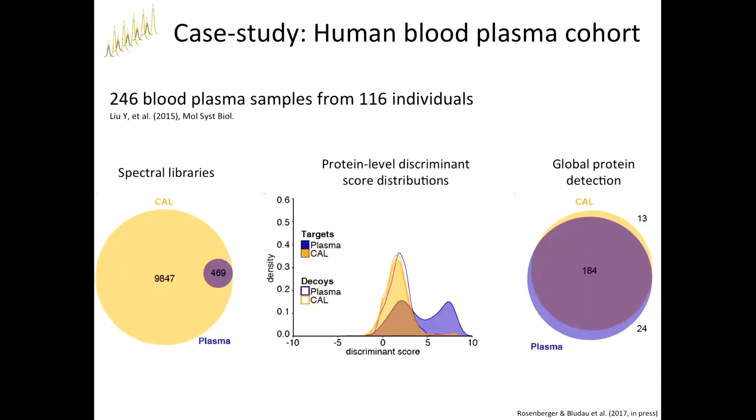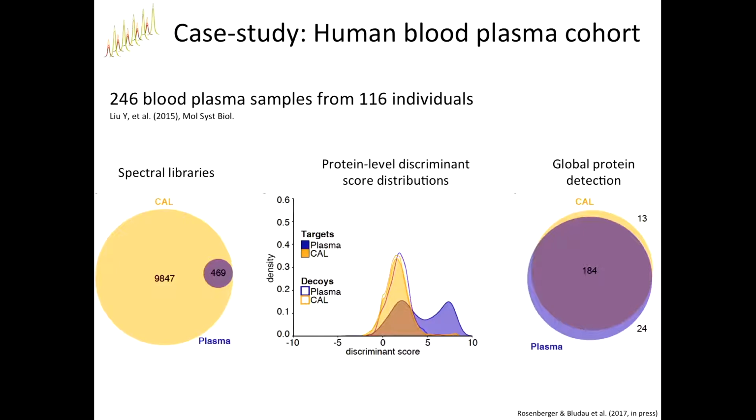So this is just a very short other example where we tested this. This is a more realistic data set of human blood plasma cohort, which was published in 2005 by Yang Sheng. And this includes 246 blood plasma samples from 116 individuals. And we've also analyzed this with two different libraries. One's the combined assay library, which is much, much bigger than what you could ever detect in a single plasma sample.